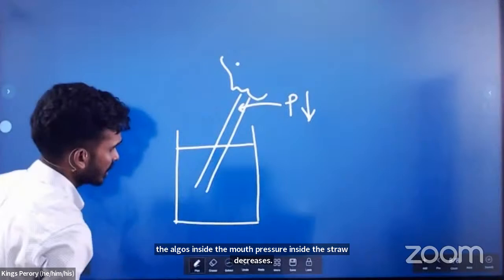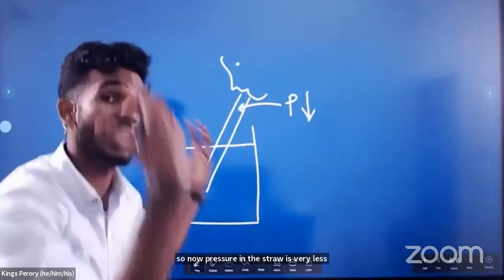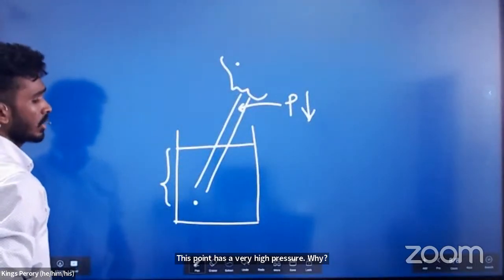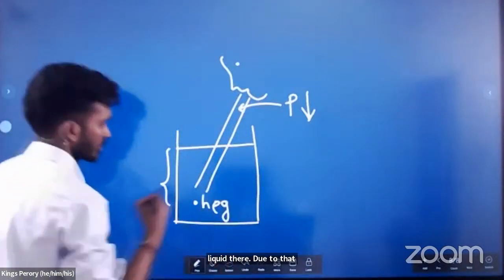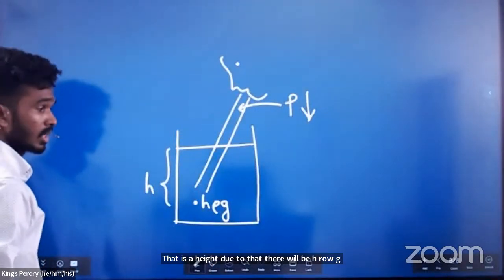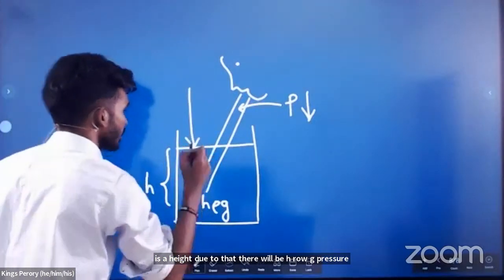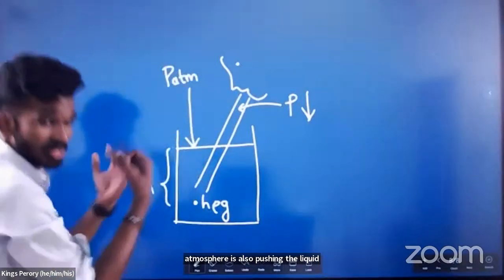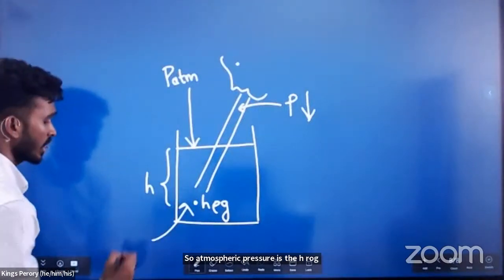Now coming outside the straw, this point has a very high pressure. Why? There is a height in the liquid there. Due to that height, there will be h rho g pressure. Above that, you have the atmosphere. Atmosphere is also pushing the liquid. Atmospheric pressure is there, h rho g pressure is there. Therefore, pressure here is very high.